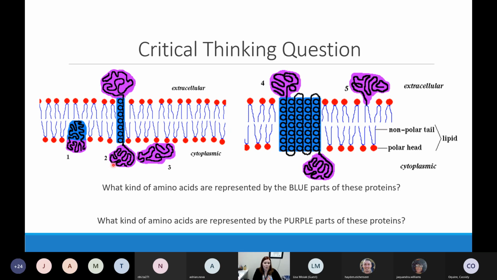Yeah, several of us chiming in with polar. Polar would absolutely be okay with that. Interestingly, so would positive and negative. Remember, things that have a full charge also like water, because water still has a partial positive or a partial negative. So these purple, pink, whatever color we're calling it, these parts are going to be the polar amino acids, the positively or negatively charged ones. The non-polar amino acids are the ones that are going to live inside the plasma membrane, embedded in between those tails because they match their chemistry.